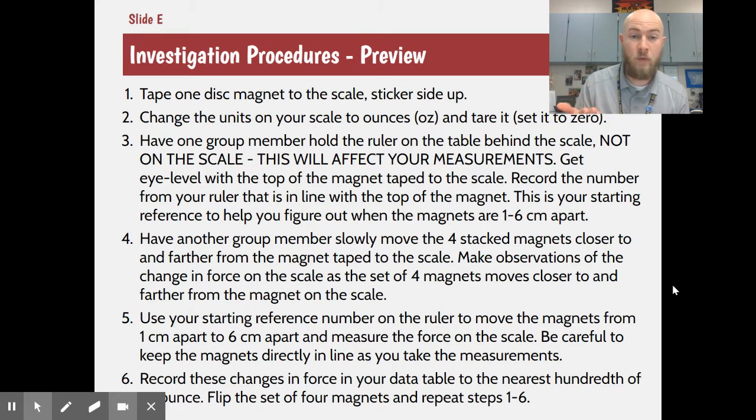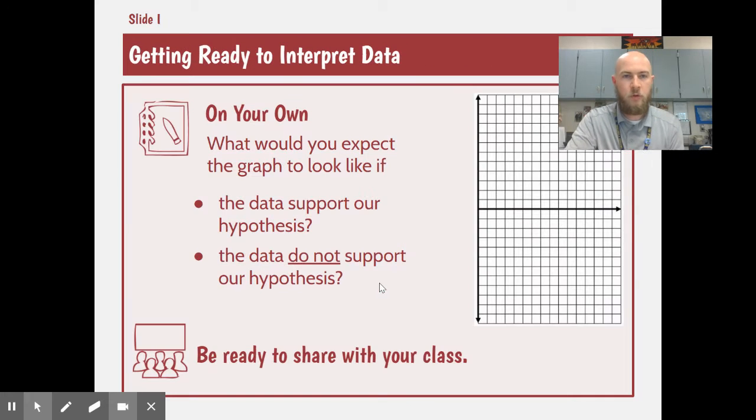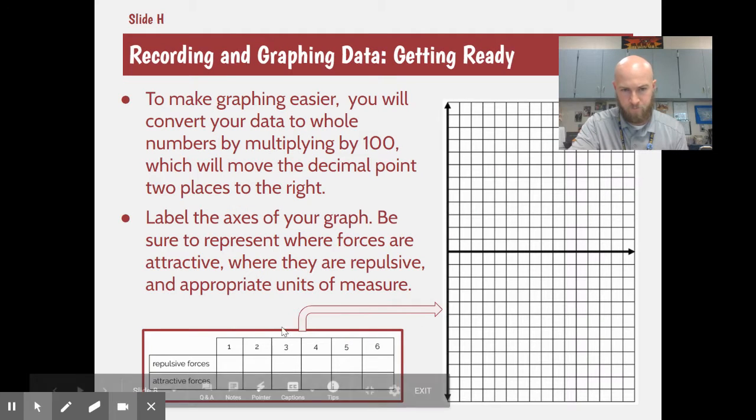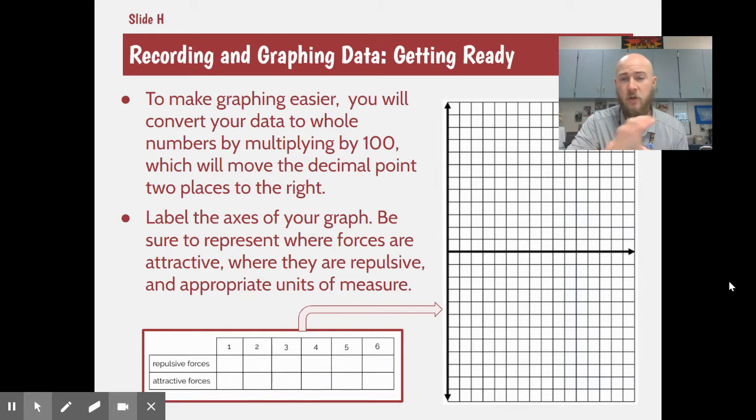Okay, now that you've had a chance to read through, we're going to work on making some predictions. I'm going to click through to this slide where it says we're going to get ready to interpret our data. I want us to think about, in this next section, if we made a graph of our data, because we'll be collecting data regarding how much force is produced when there's an attracted magnet at a certain distance versus a repulsive magnet at a certain distance.